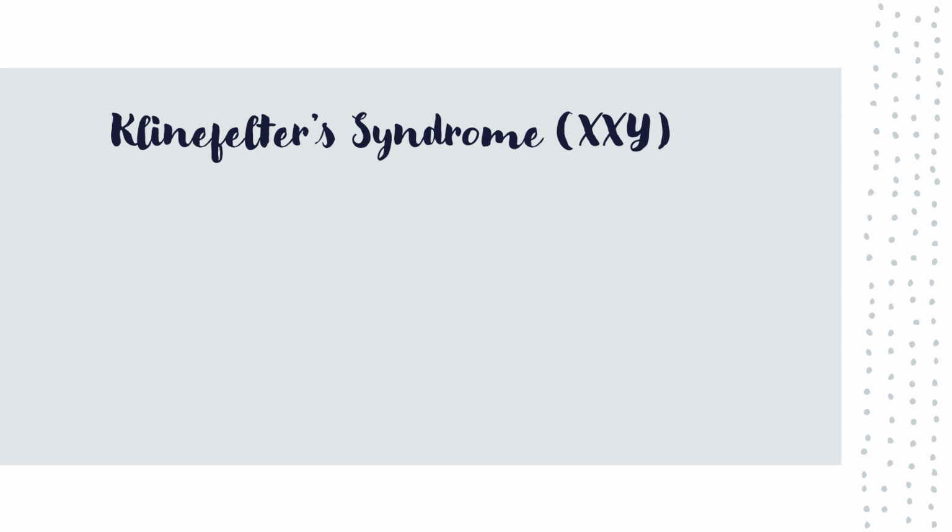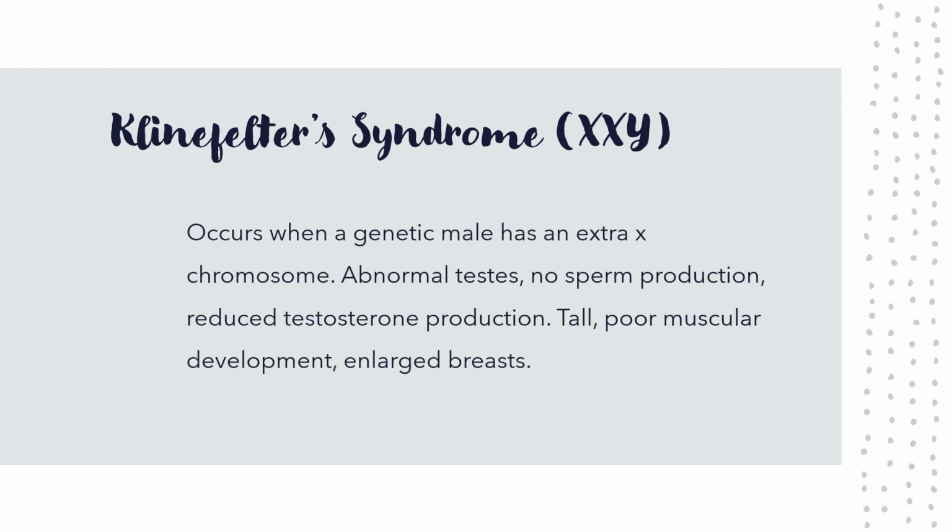Klinefelter syndrome occurs when a genetic male has an extra X chromosome, abnormal testes, no sperm production, reduced testosterone production, tall stature, poor muscular development, and enlarged breasts. In Klinefelter syndrome, it's a male offspring that has just an extra X, and the person grows with abnormal testes, no sperm production, and reduced testosterone levels. They're tall, with poor muscular development, and they also have large breasts. So that's Klinefelter syndrome.